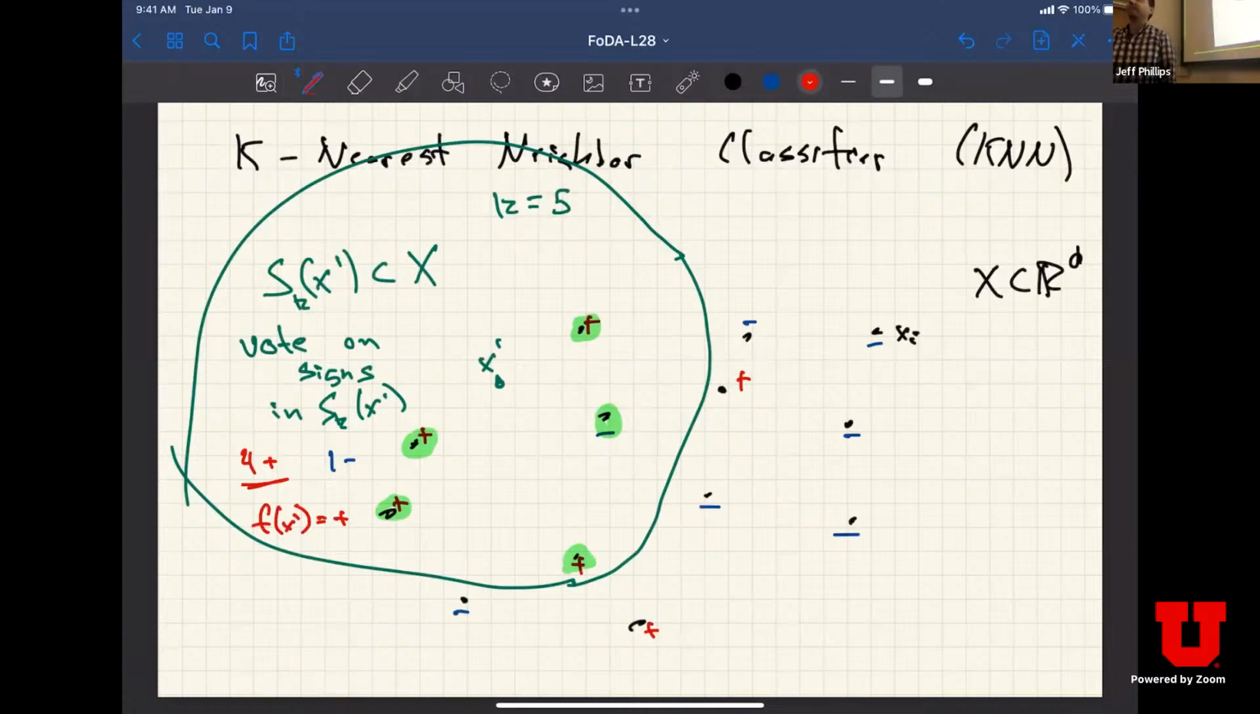Okay, yeah. So is x prime one of the points in X? No, this one is going to be a query. Again, the goal is that on new data that I haven't seen before, my prediction is going to be close, assuming it was drawn from the same underlying distribution.